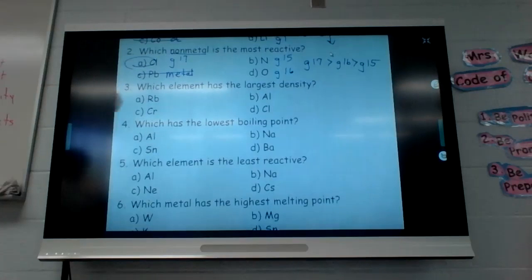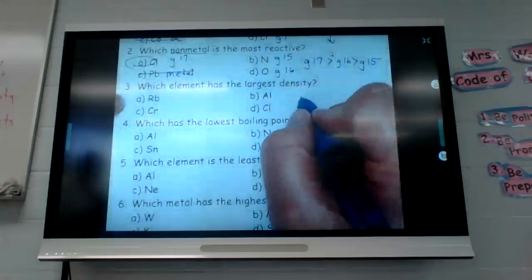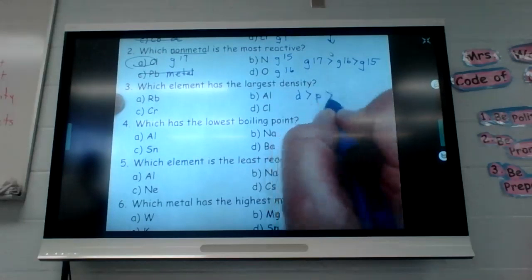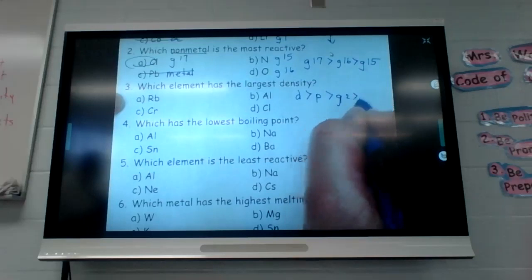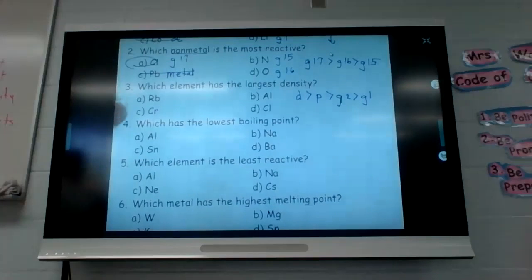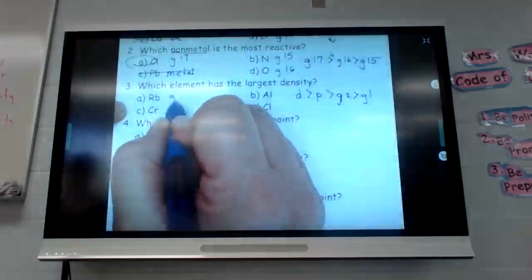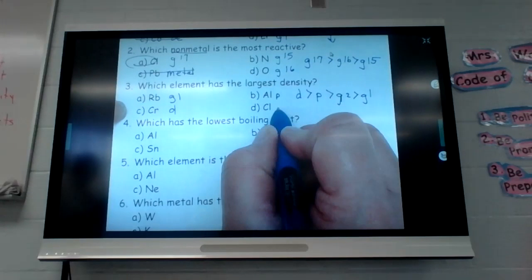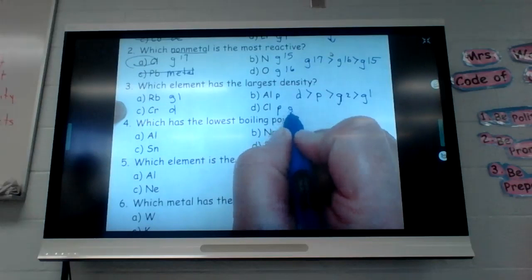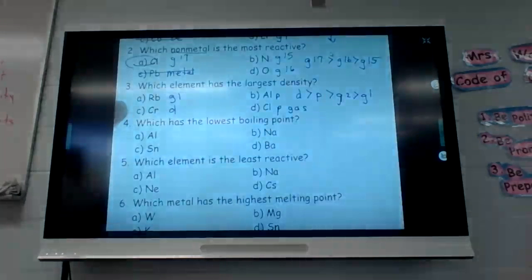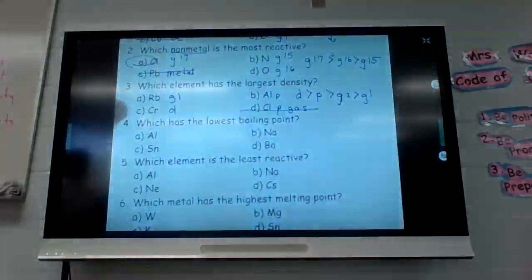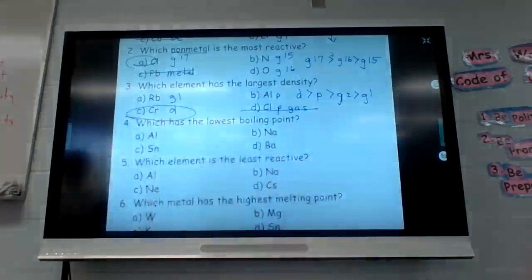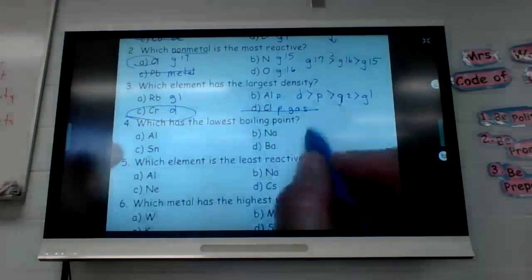All right, which element has the largest density? D block is greater than P, is greater than group 2, is greater than group 1. So which one is it? This is a P block, but it's a gas. So is a gas going to have the largest density? No. So which one would it be? D block.